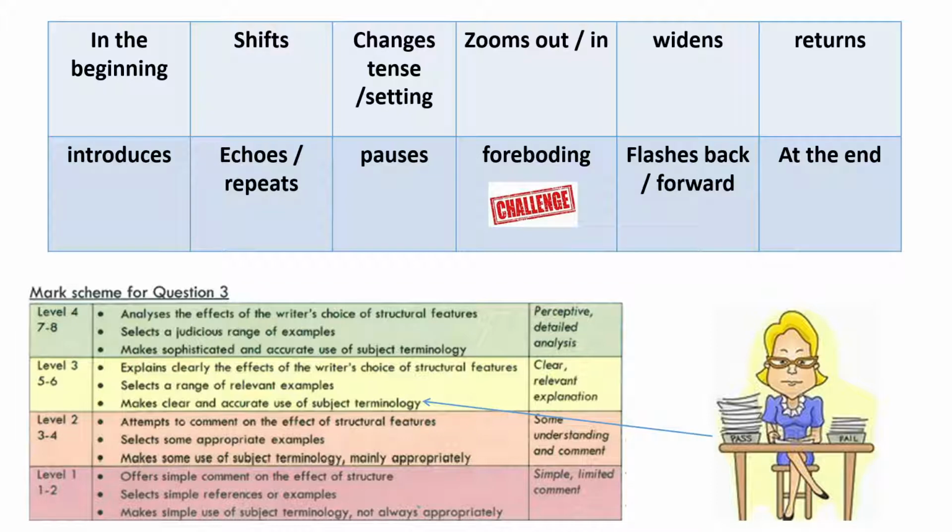So in the table above are some very simple words that will not be difficult for you to learn that you can apply to talking about structure. In the beginning counts as subject terminology. Words like shifts, changes tense, changes setting, zooming in, zooming out, widens, returns, introduces, echoes or repeats, pauses, flashes back, flashes forward, at the end, and then you'll see the challenge stamp there by the word foreboding, something that's suggesting something's about to happen in the future, usually something bad.